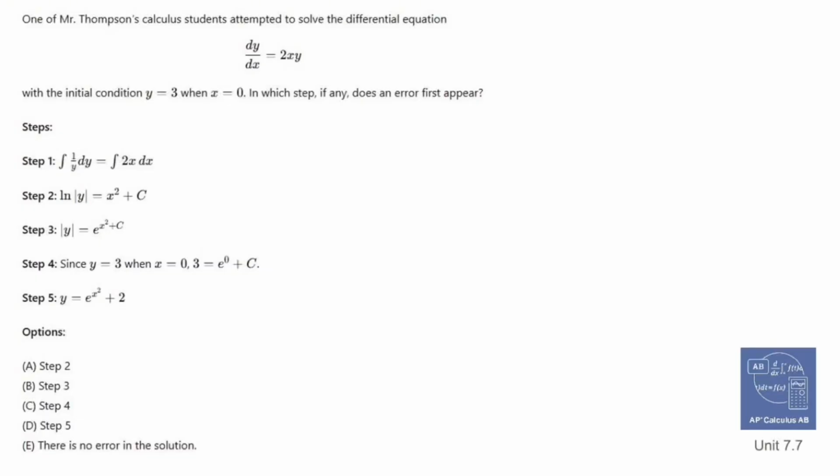One of Mr. Thompson's calculus students attempted to solve the differential equation with the initial condition y equals 3 and x equals 0. In which step, if any, does an error first appear?